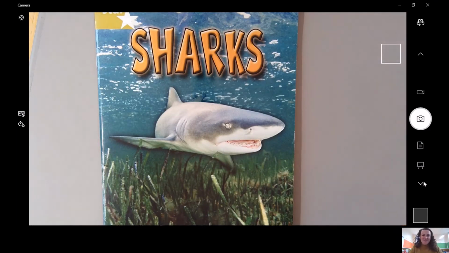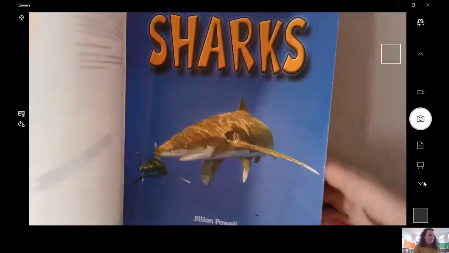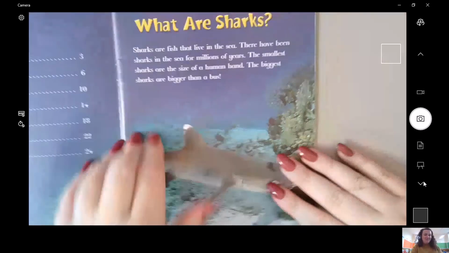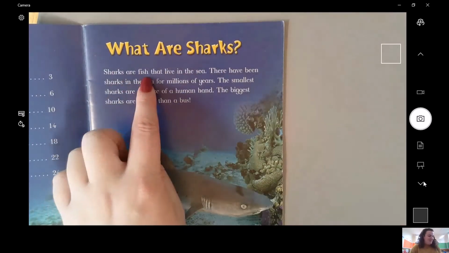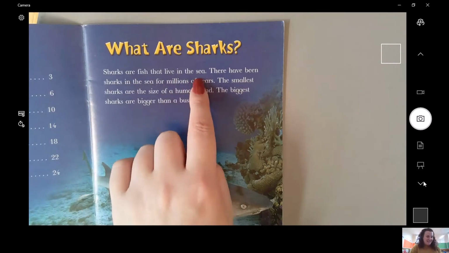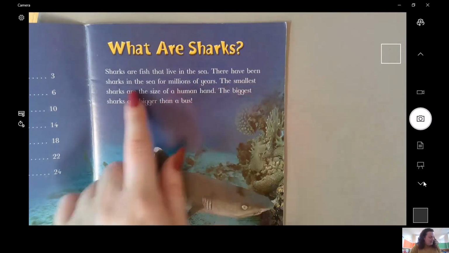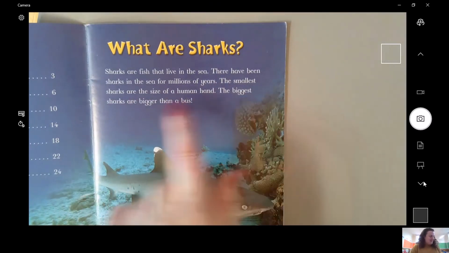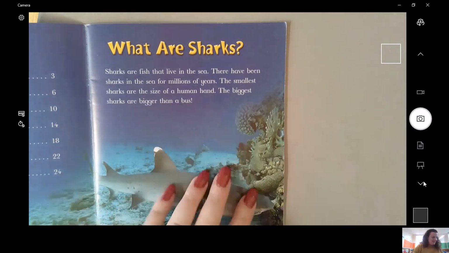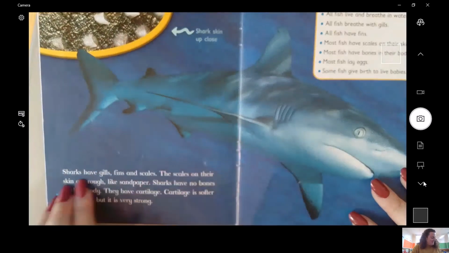Okay, let's read through our book, and our book today is Sharks. We're going to play Jump In now, so I hope you'll join in with me as I pause before reading the word. What are sharks? Sharks are fish that live in the sea. There have been sharks in the sea for millions of years. The smallest sharks are the size of a human hand. The biggest sharks are bigger than a bus. Wow, that's quite big. I don't think I'd want to meet a shark that's the same size as a bus.